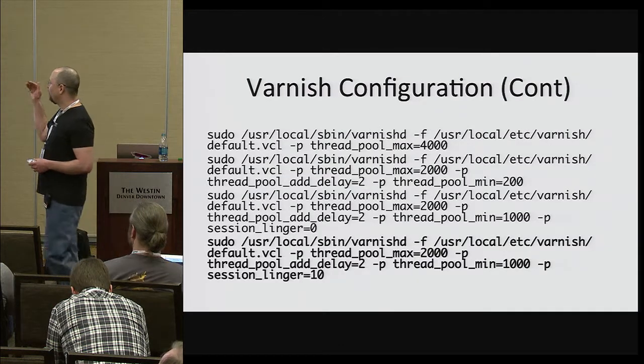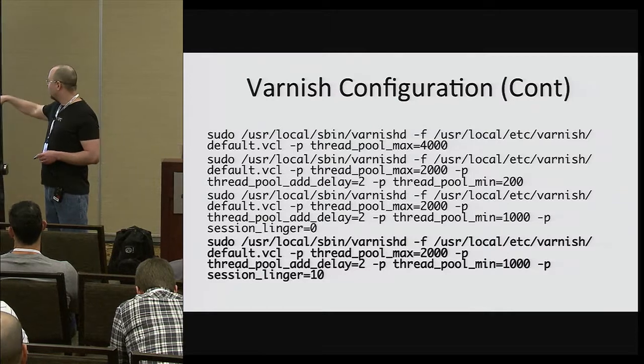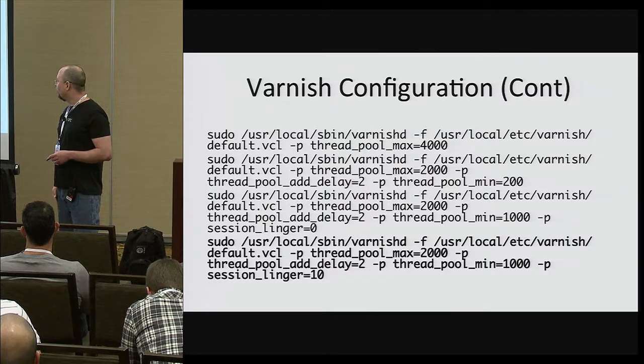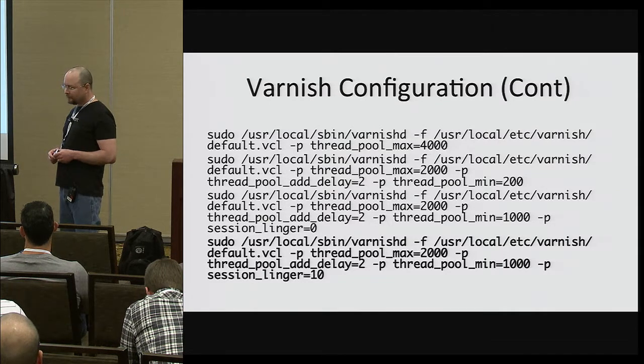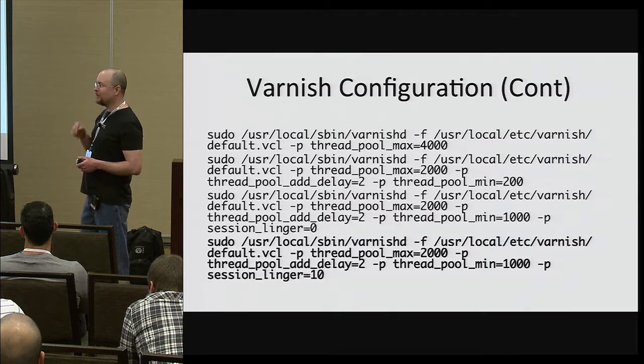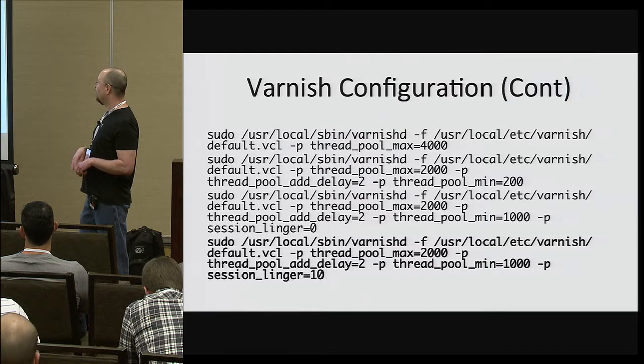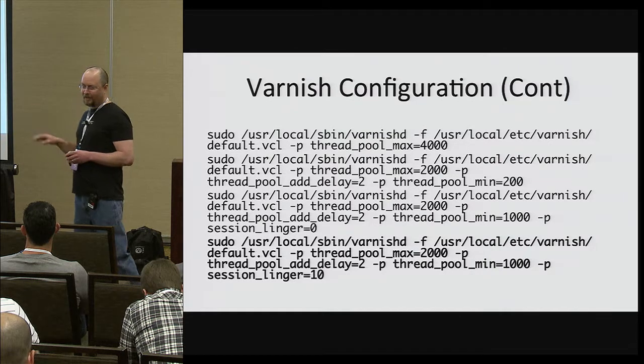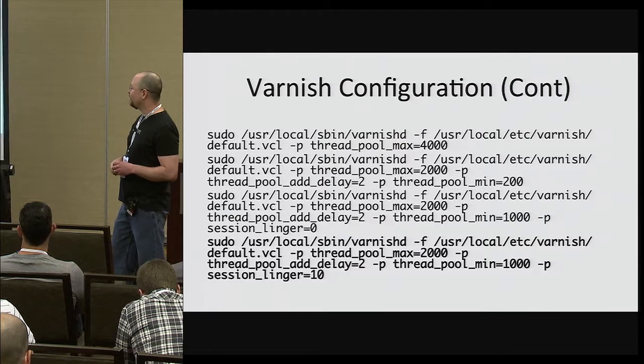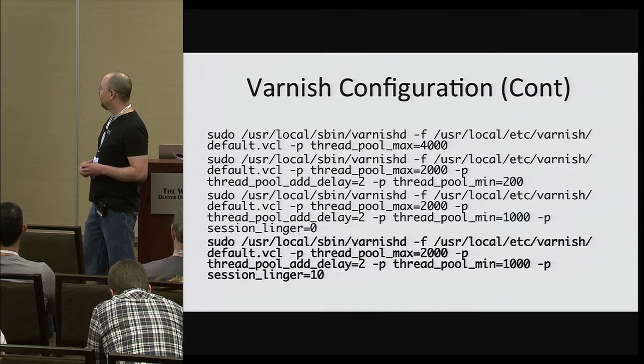So these were the four trials that I did, and the last line is actually the one that seemed to perform the best. And you have to go through and read the documentation on this about what your thread pool size is going to be, what's your minimum thread pool, and then stuff like thread pool add delay, like the thread creation and things like this, and session linger. I don't fully understand it, even after reading the documentation, but I have a pretty rough idea of what it needed to get good performance.